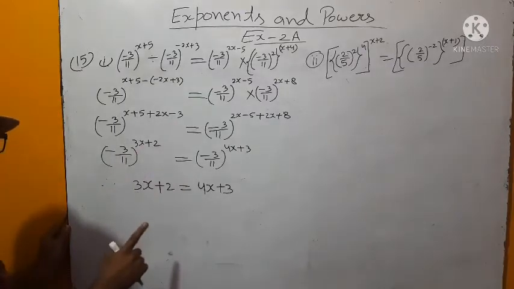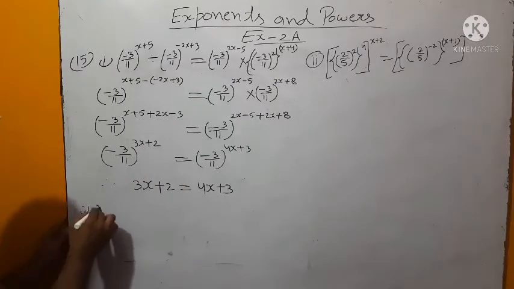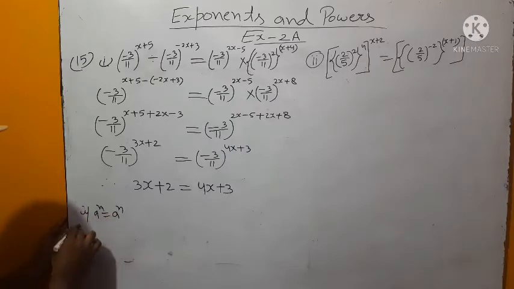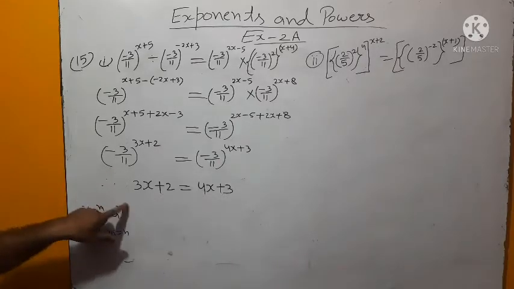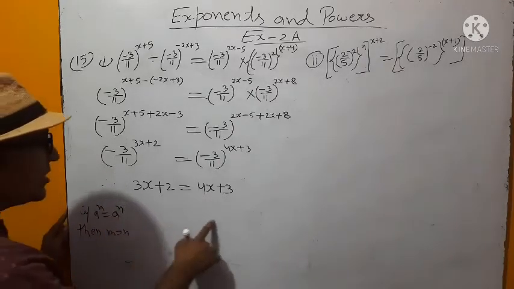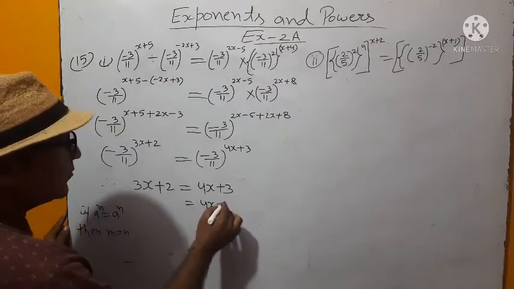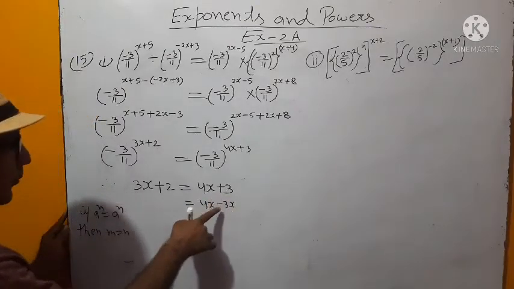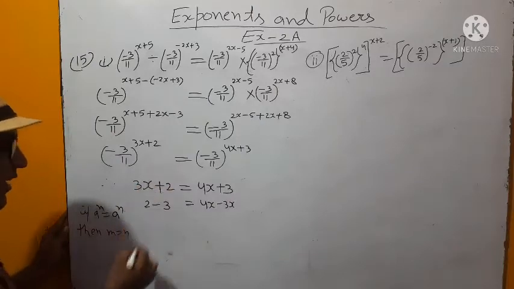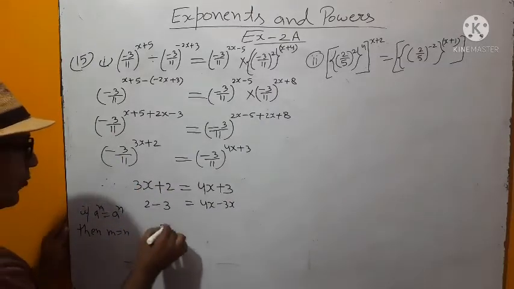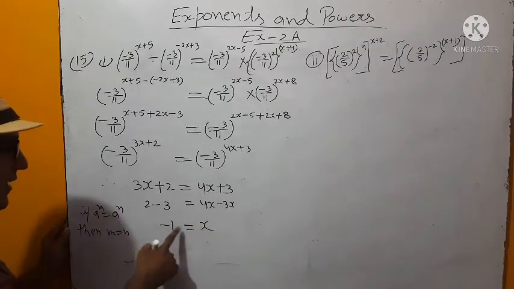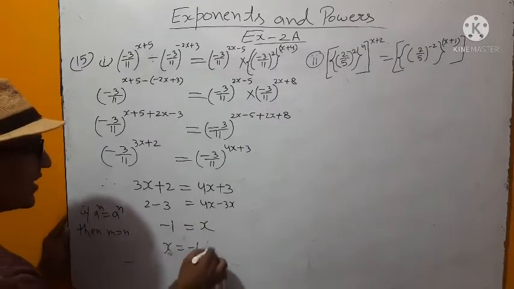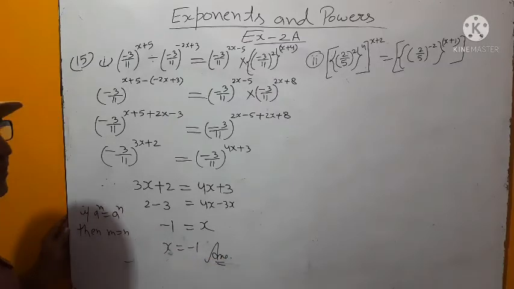This is the last law. If a to the power m is equal to a to the power n, then m is equal to n. This is the law which we are applying here. Okay. Now 3x will be transferred to the right hand side, becomes minus 3x, plus 3 will come this side, becomes minus 3. So 2 minus 3 is minus 1. That means x is equal to minus 1 is the answer.